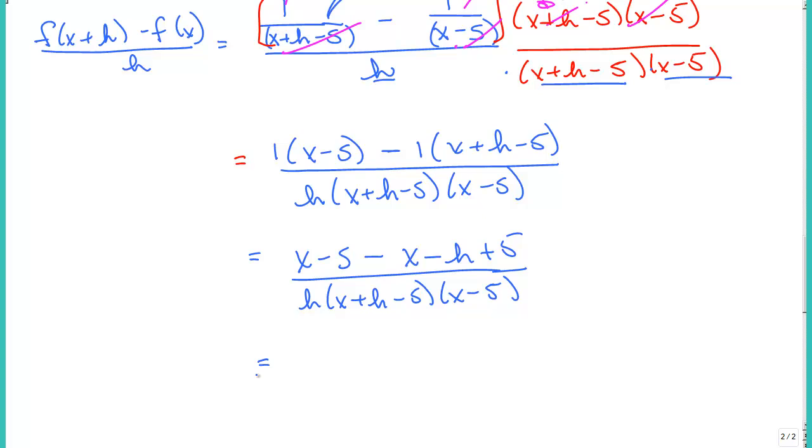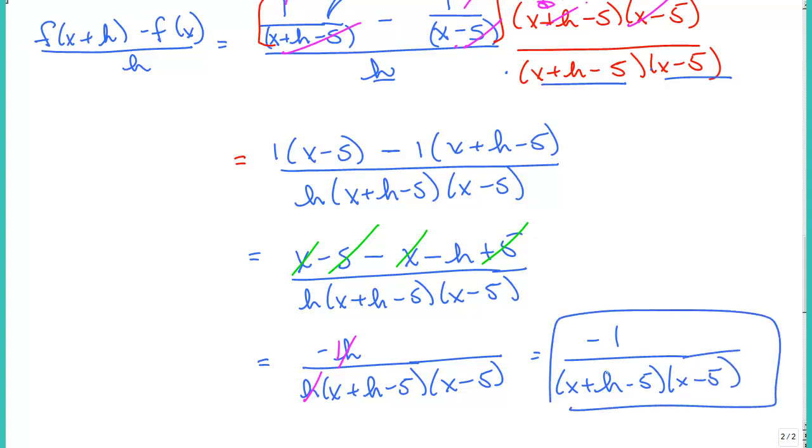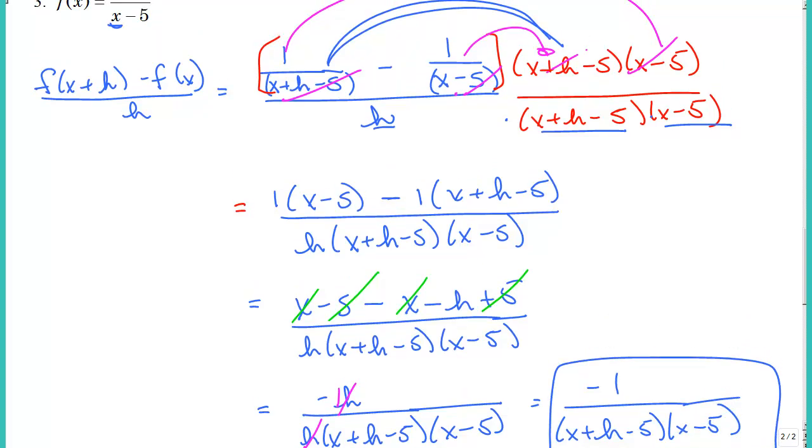Okay, now let's see what I have left. Some things should add to 0. x minus x is 0, negative 5 plus 5 is 0. Looks like I have a negative h. Well, I can reduce, and that leaves a 1 there. So my answer is negative 1 over x plus h minus 5 times x minus 5. Now that's kind of ugly, but not hard. That's the difference quotient.